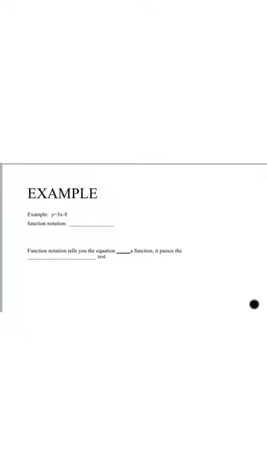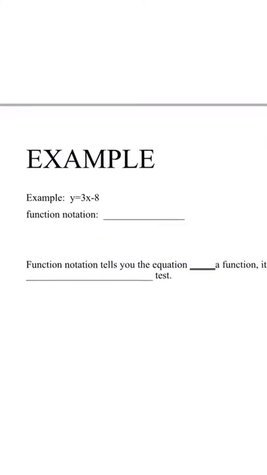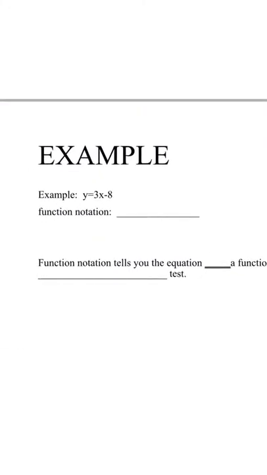Alright, so for example, we have an equation written, y equals 3x minus 8. To write it in function notation, you just write f of x equals 3x minus 8. Whatever variable is in the equation, that's what you've got to use in the parentheses. So if that would happen to be 3y minus 8, you would do f of y.